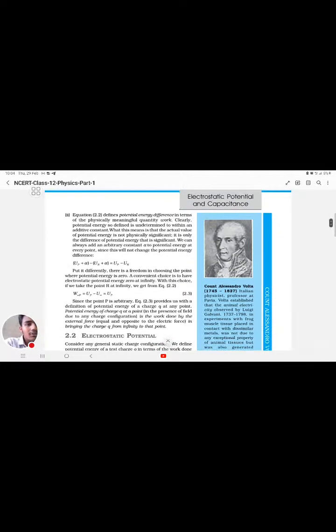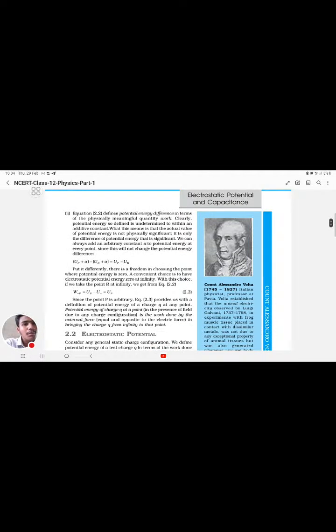Yes. So put it differently, there is a freedom in choosing the point where potential energy is zero. A convenient choice is to have electrostatic potential energy zero at infinity.